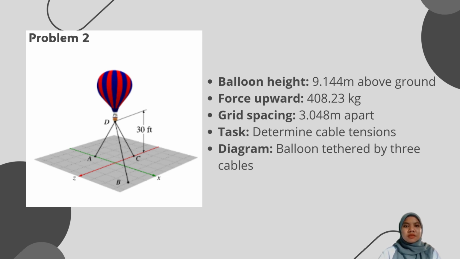Our second case study examined a hot air balloon positioned 9.144 meters above the ground and tethered by three cables. The upward force exerted by the balloon is 408.23 kilograms, and the cables are anchored to evenly spaced points on a ground plane with grid lines 3.048 meters apart. The challenge here was to calculate the tension in each cable required to keep the balloon stable under static conditions.